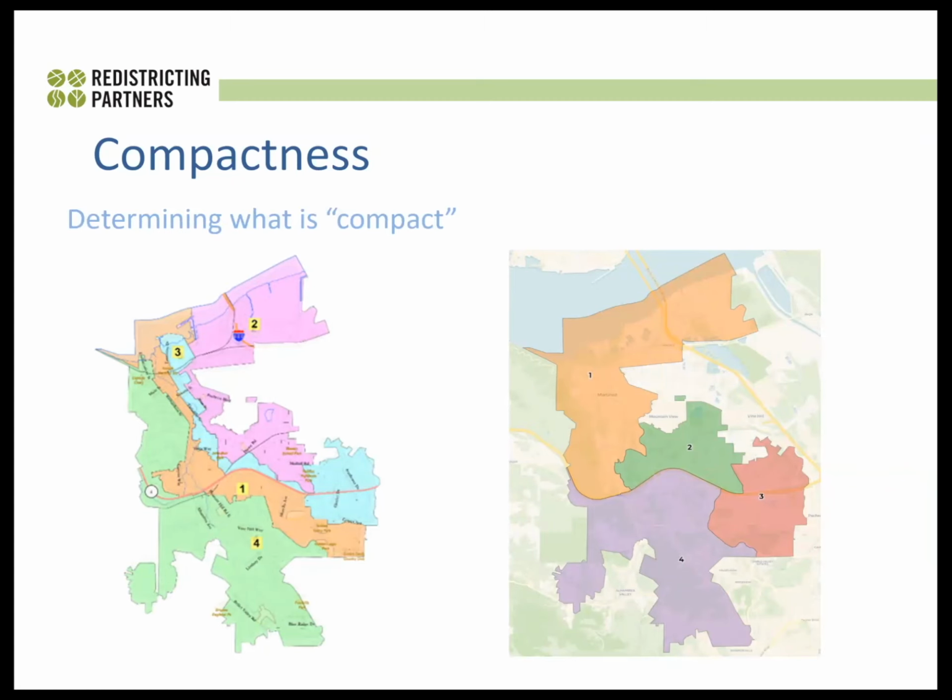This is an example we like to share with compactness. You'll see on the left, that was the first map they drew, and then we redistricted it. And you can see on the right that it's far more compact. So we're trying to protect communities and not split them up.